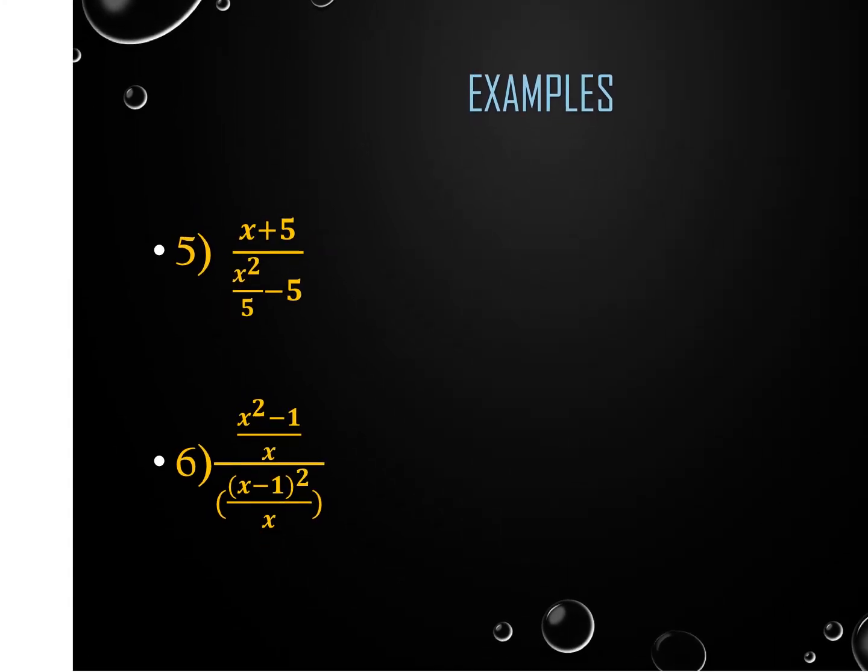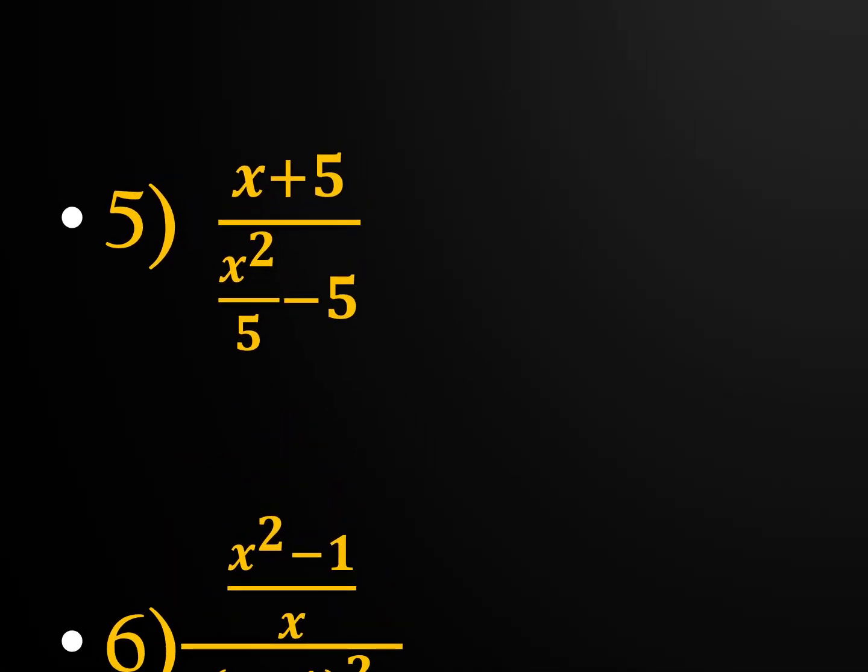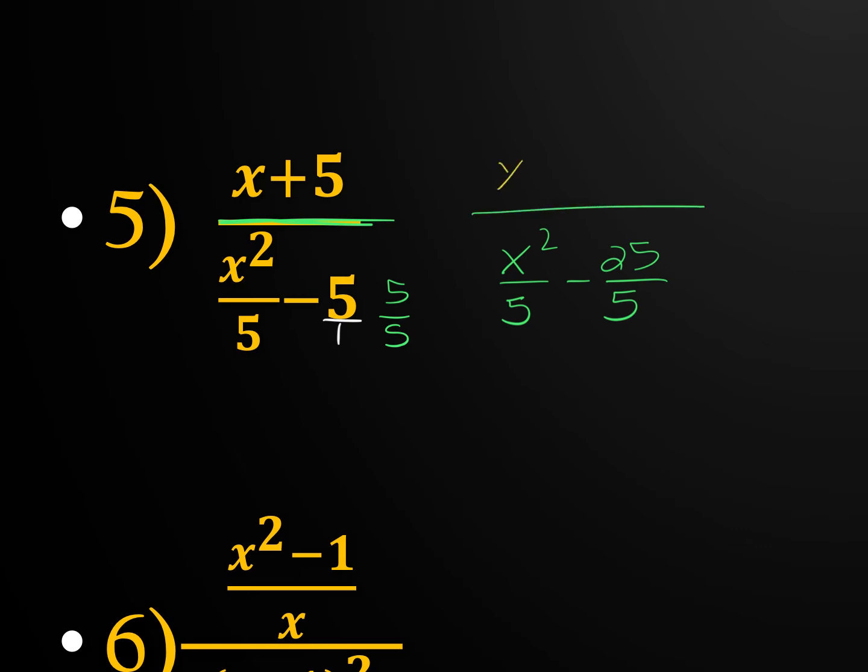So for number 5, now the numerator, there's nothing to add or subtract. We're just leaving it like that, but we do need to simplify that denominator. So I could add a 1 underneath here, and notice my common denominator is going to be 5. So what I need to multiply this fraction by is 5 to the top and the bottom. So now my denominator becomes x squared over 5 minus 25 over 5. And then I still have the same thing in the top.